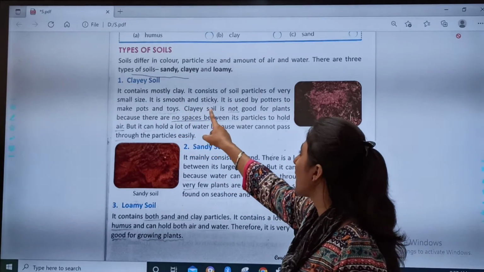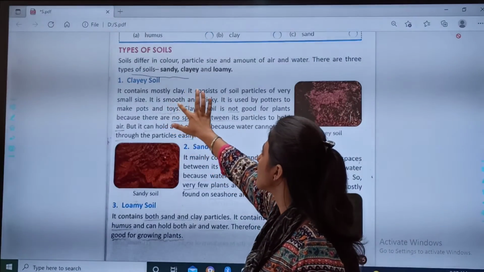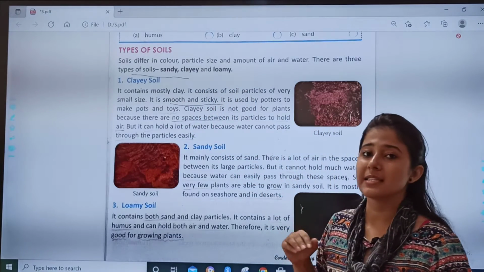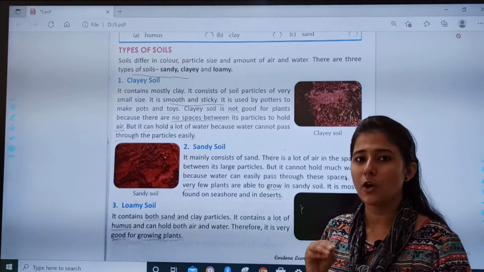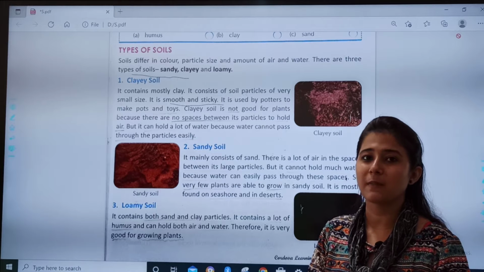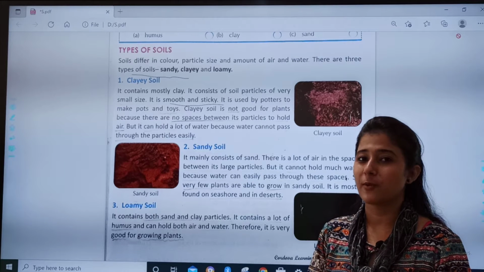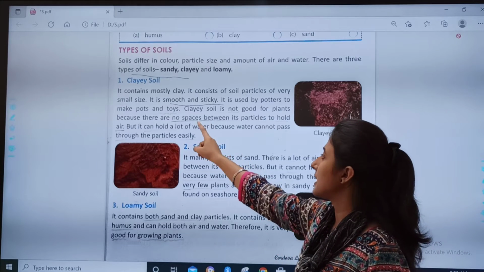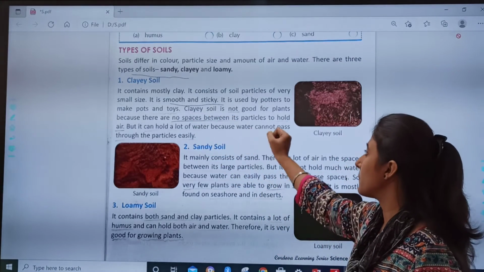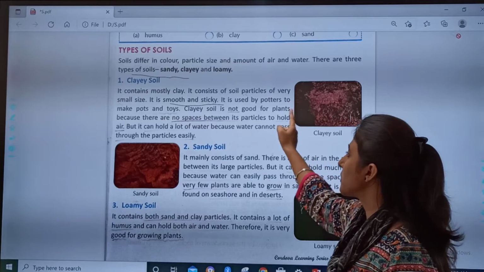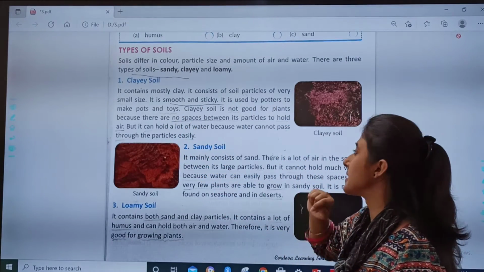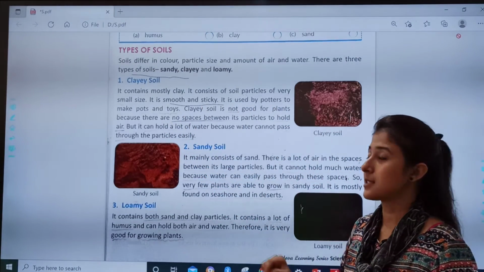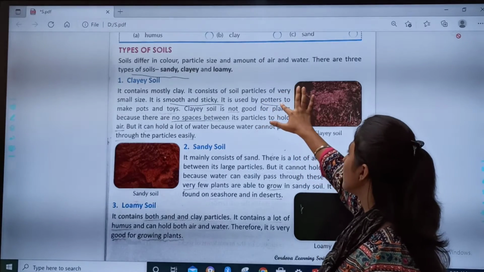It is smooth and sticky. वो थोड़ी smooth होती है और थोड़ी चिपकती है. आपने बचपन में clay से खेला होगा. After playing with clay, our hands get sticky. That is why it is said that it is smooth and sticky. It is used by potters to make pots and toys. So who uses this? It is used by potters.